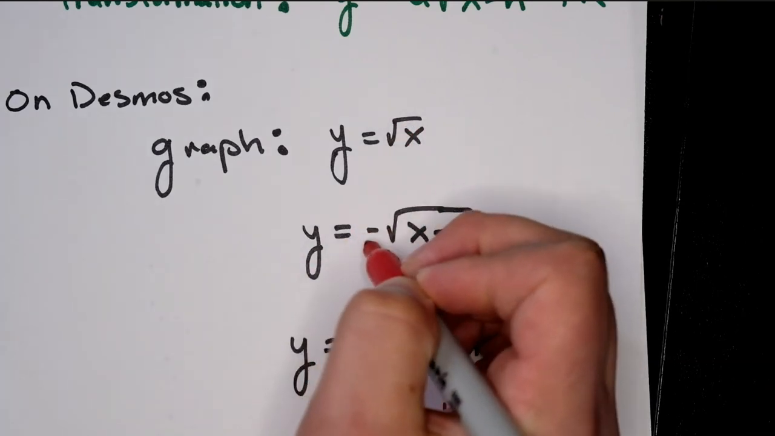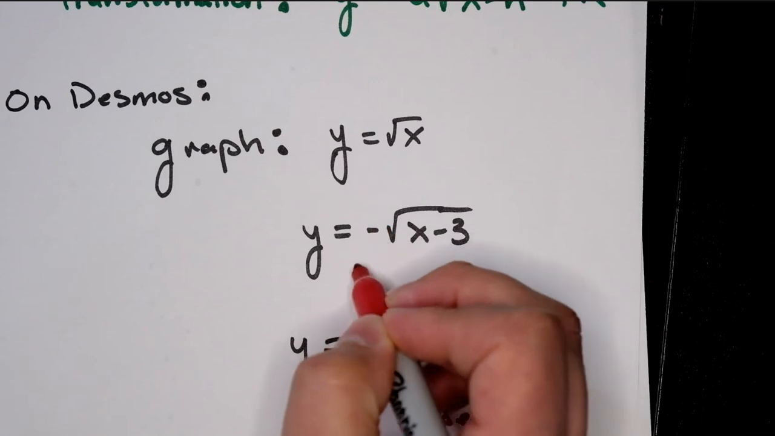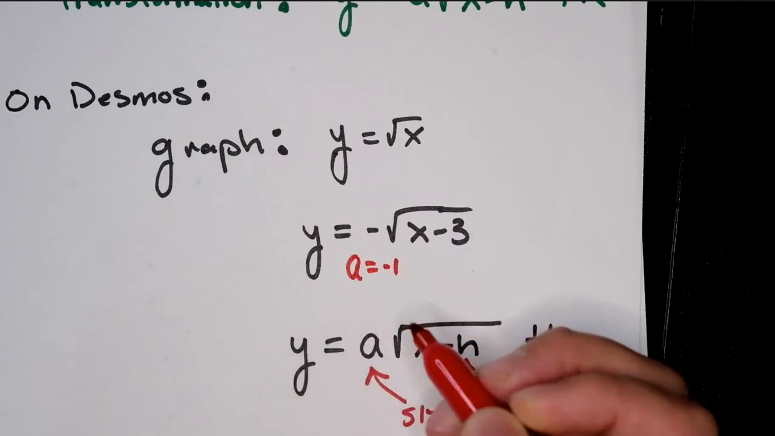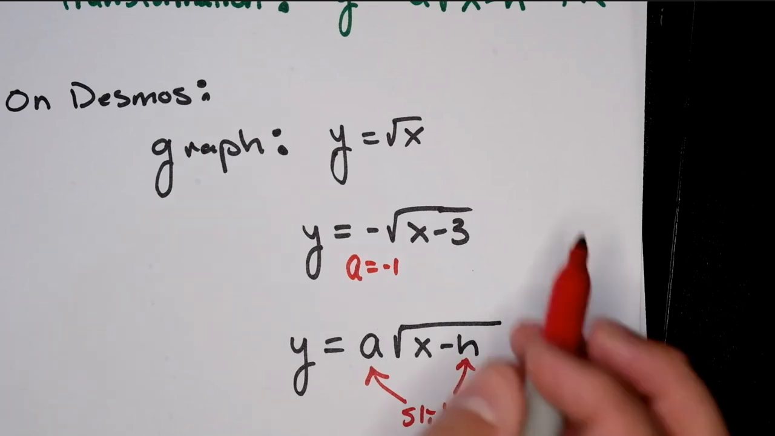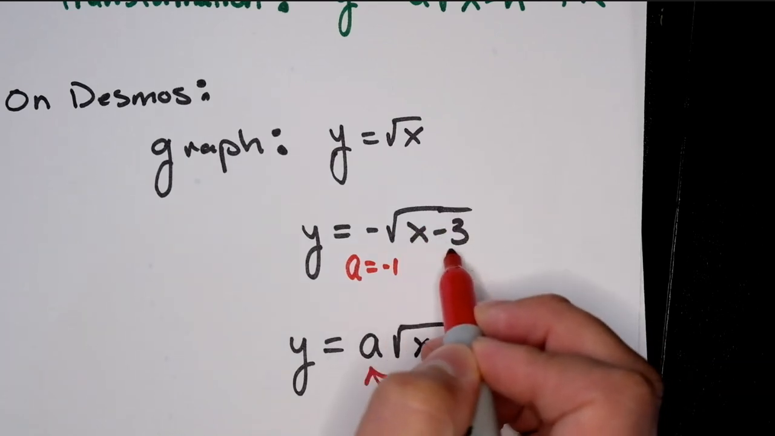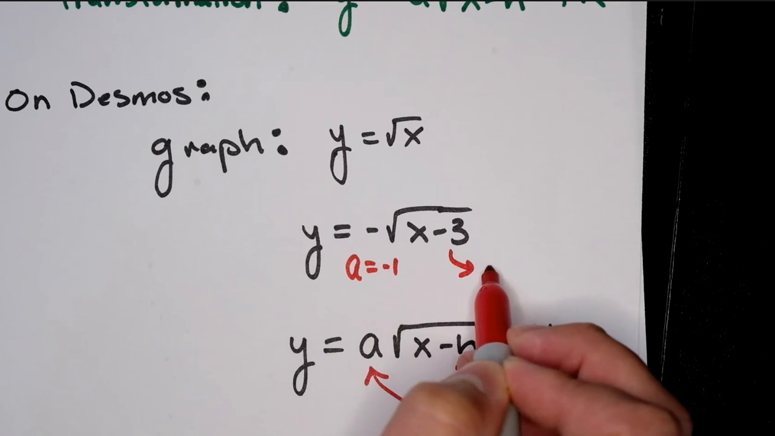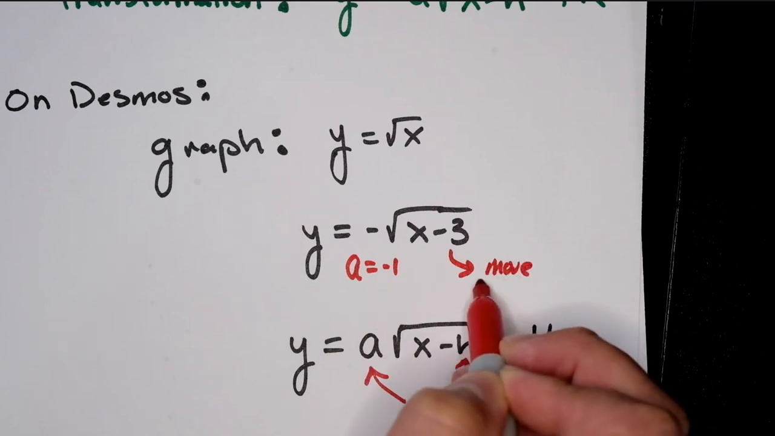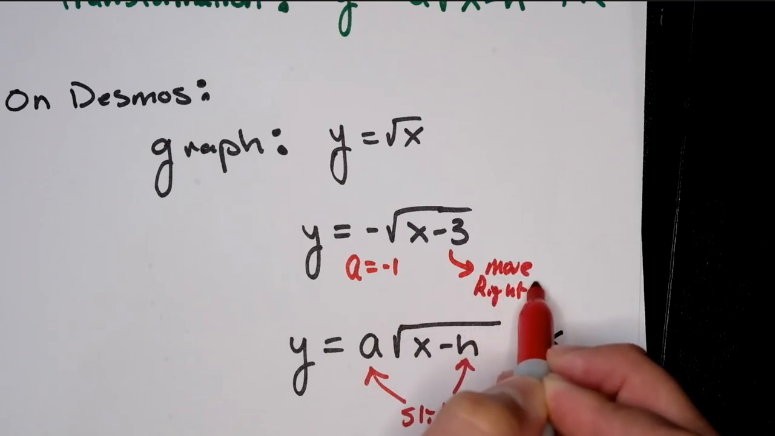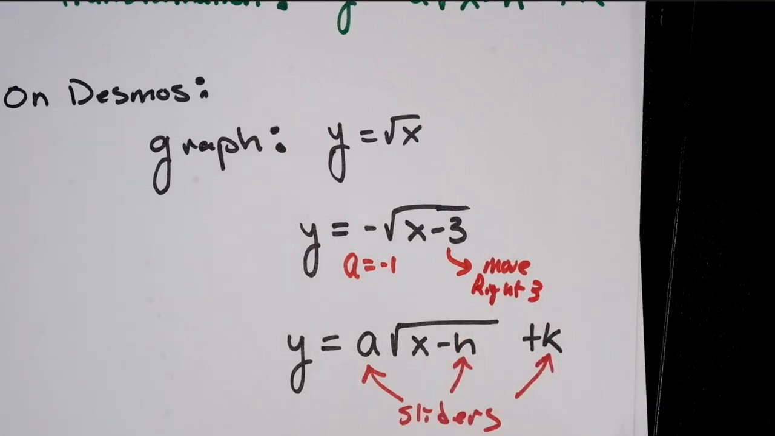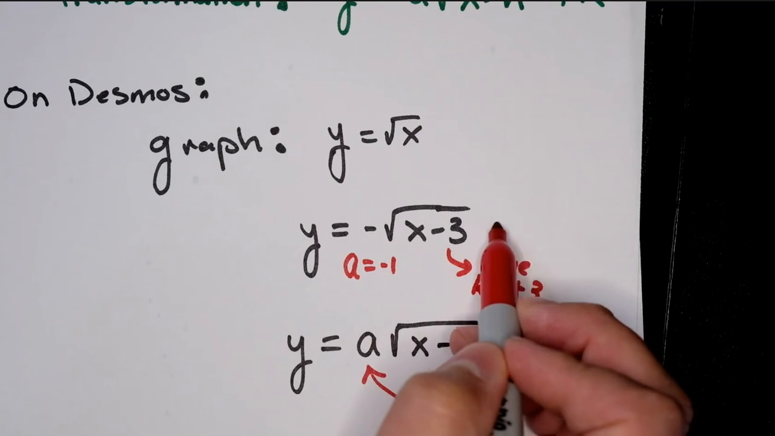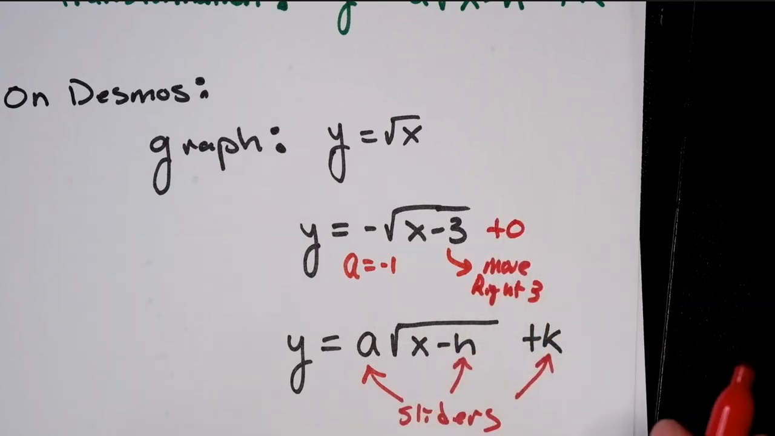Well, we've got a -1 for our a value, so a equals -1. That means it's going to flip. It's not going to be stretched vertically, but it will flip. And then the -3 is paired with the x, so that's going to move it to the right 3. And then lastly, our k value is what here? Well, our k value is 0. We're adding nothing to it, so it's not going to be shifting upwards or downwards.